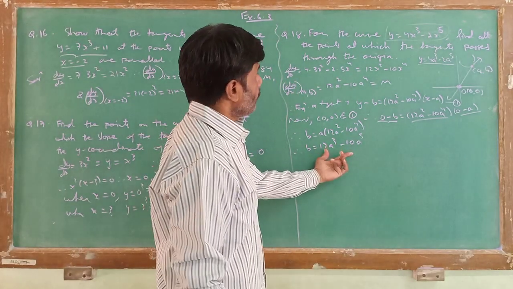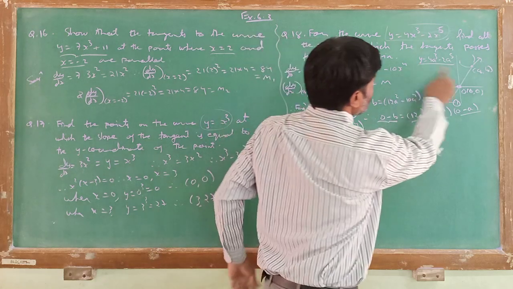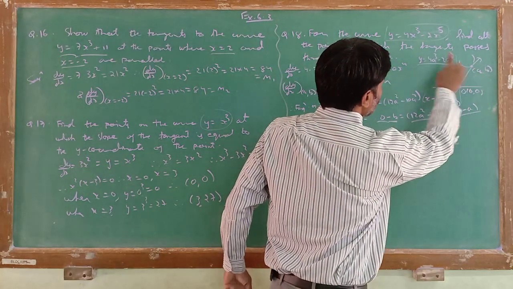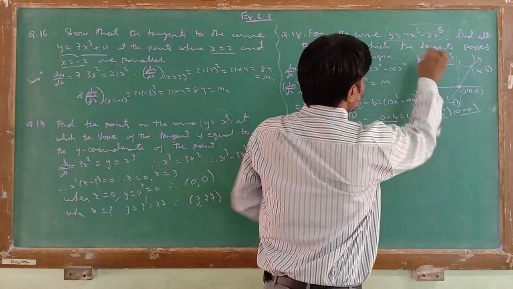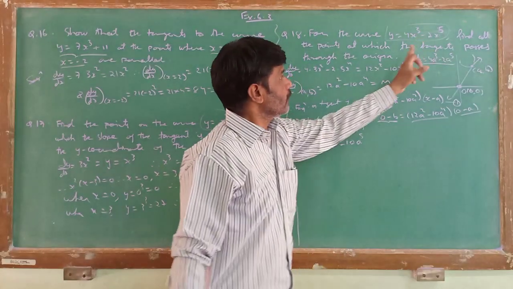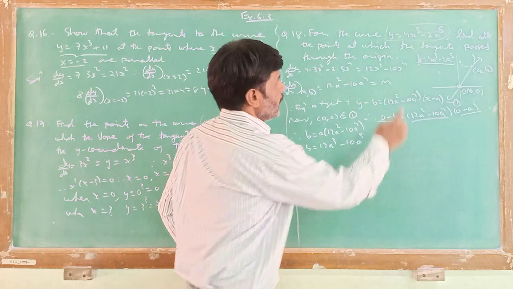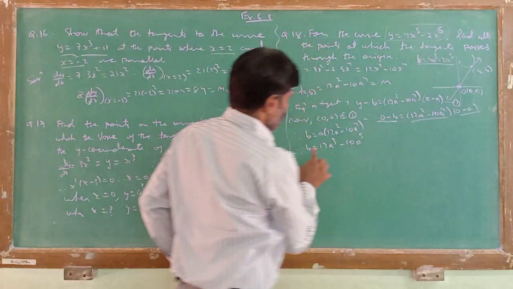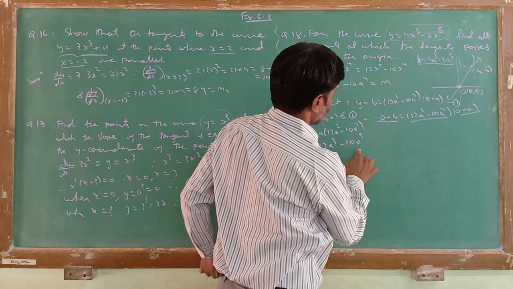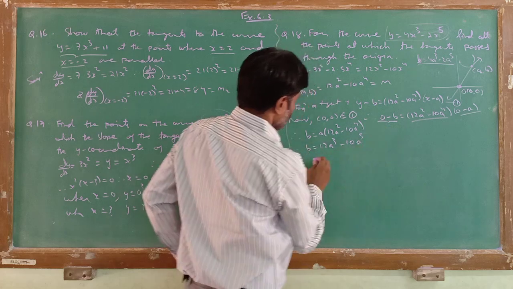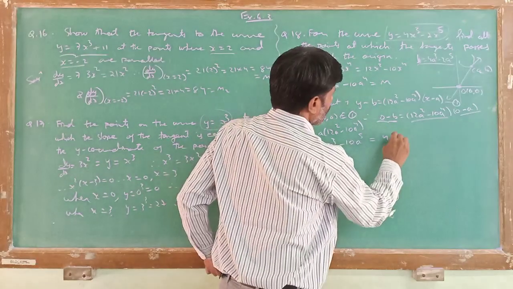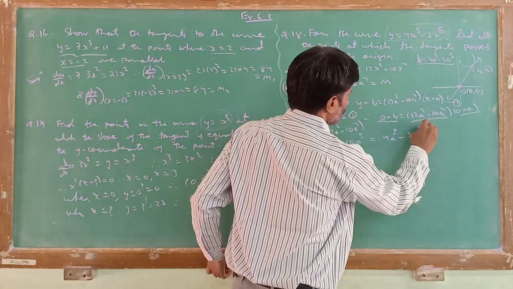Now this b, here the point (a, b) belongs to the curve, so in place of y I have to write b, and in place of x I have to write a. So b is 4a cube minus 2a raised to 5 also, and b is 12a cube minus 10a raised to 5 also. So equating, that is nothing but 4a cube minus 2a raised to 5.